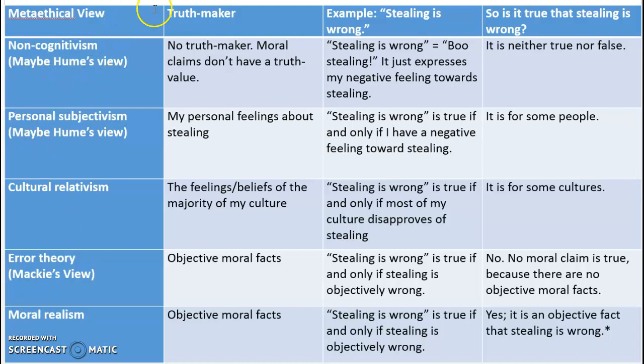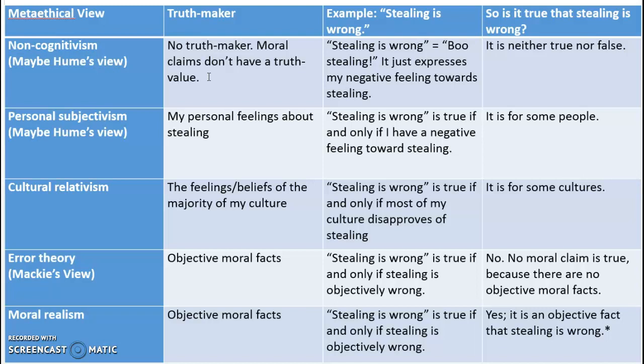Okay, so the first version is what's called non-cognitivism. This might be Hume's view. Hume kind of goes back and forth between being a non-cognitivist and a personal subjectivist. But the idea of the non-cognitivist is this. Moral claims don't have truth values. They are neither true nor false. Why is that? Well, they don't have any truth makers at all.